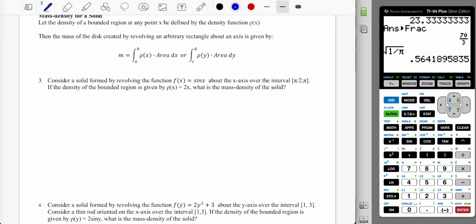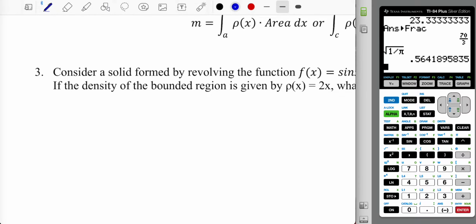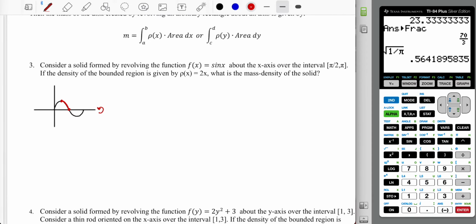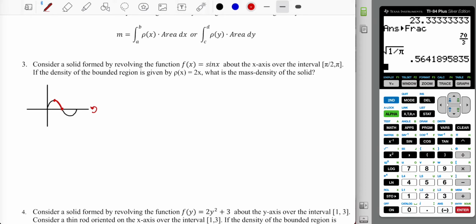Consider a solid formed by revolving the function f of x equals sine of x about the x-axis over the interval of pi over 2 to pi. All right. So let me just draw that quick sketch. So here's our ordinary sine function. They're saying pi over 2 to pi. That's from here to here. Axis of revolution is the x-axis. If the density of the bounded region is given by rho of x is equal to 2x, what is the mass density of the solid?